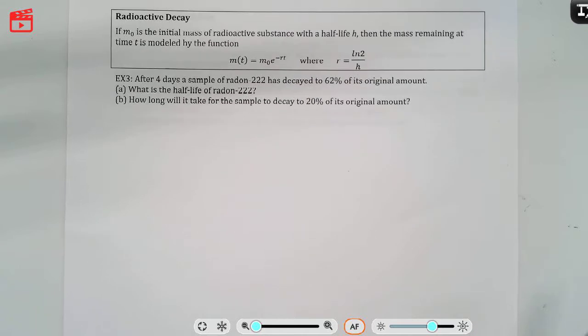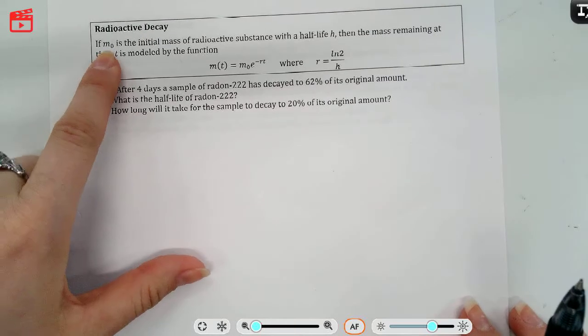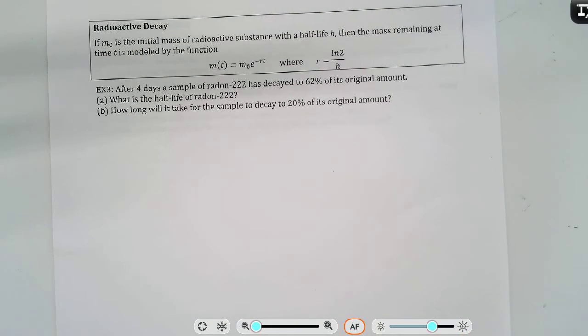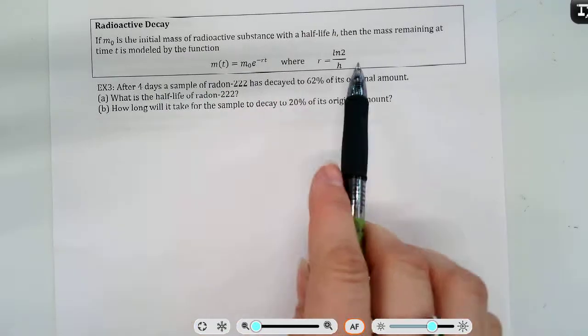All right, so next one, radioactive decay. This one's kind of fun. So, if m sub 0 is the initial, the beginning mass of a radioactive substance with a half-life of h, then the mass remaining after time t is modeled by this given function.